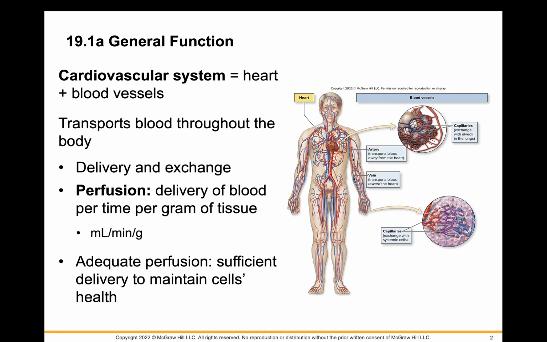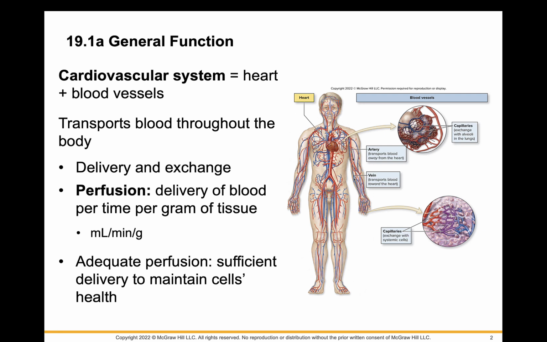Another term that we need to introduce here is perfusion. Perfusion is about the delivery of blood per gram of tissue, generally milliliters per minute per gram. One of the things that the heart has to do is maintain adequate perfusion. If the heart's not capable of this, the tissue is not going to get the blood that's necessary to maintain life.